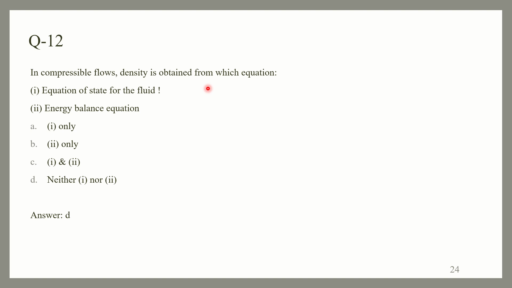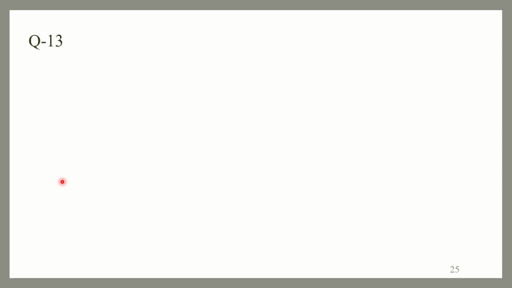From the energy equation we get Et, from x momentum we have rho u, from y momentum we have rho v, and from the continuity equation we get rho, whereas from the equation of state we get pressure and temperature. So we are not getting density from the equation of state and we are not getting it from the energy balance equation as well. So answer is neither 1 nor 2. So we'll go to question 13.